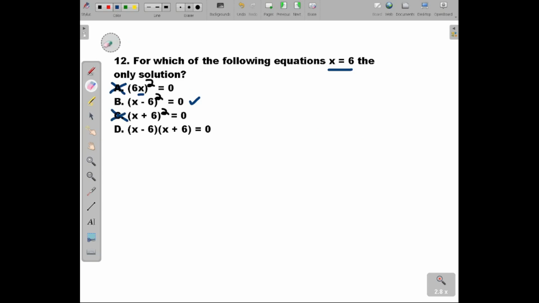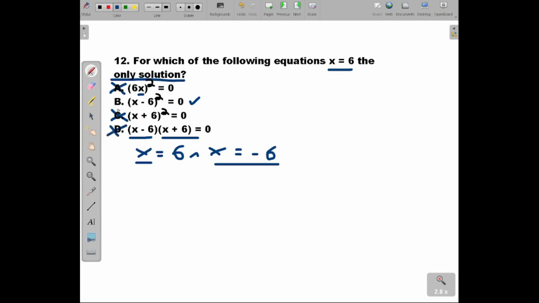And what about D? For D, we can have two solutions here: x equal to positive 6 and x equal to negative 6. So we have two solutions, and we are looking for only one solution. So D cannot be the right answer. Therefore, the right answer is B, because we only have one solution.